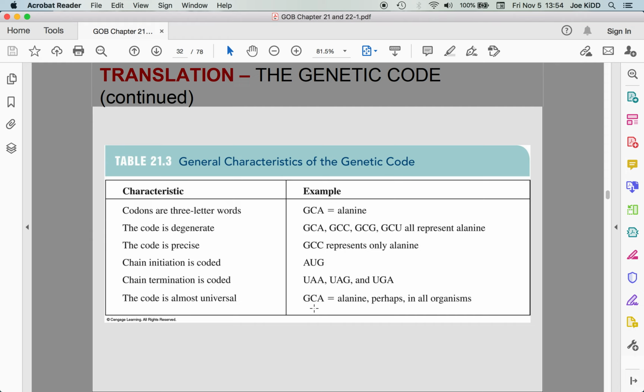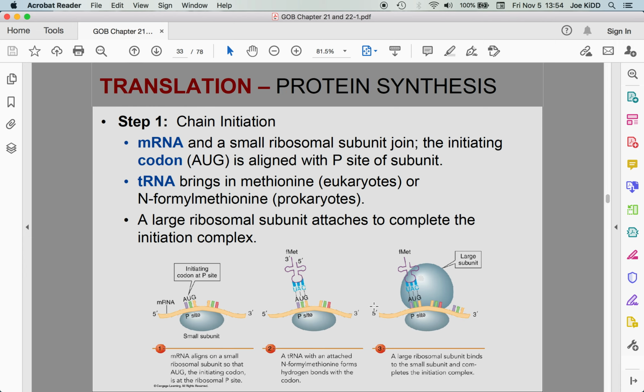And then, interestingly enough, something like the code GCA for alanine is present in almost all organisms. So almost all organisms use the same code for alanine. So how does this work? Again, remember, we have mRNA, this subunit here, this whole thing here, this is basically going to be our rRNA, our ribosomal RNA, and here's our tRNA bringing in our amino acids.